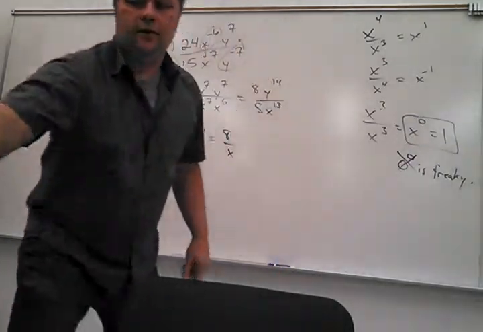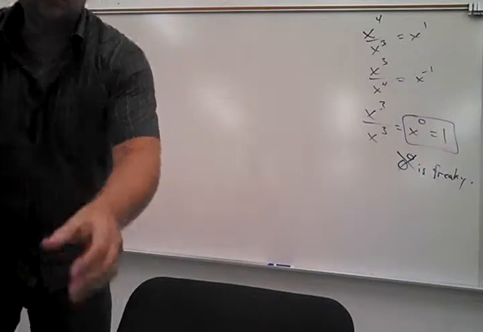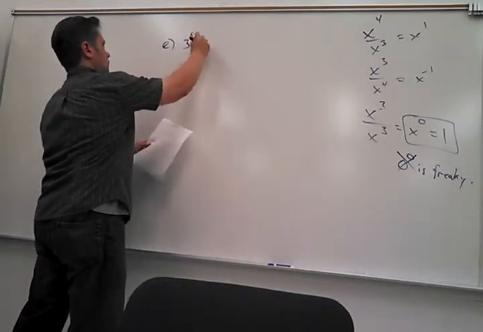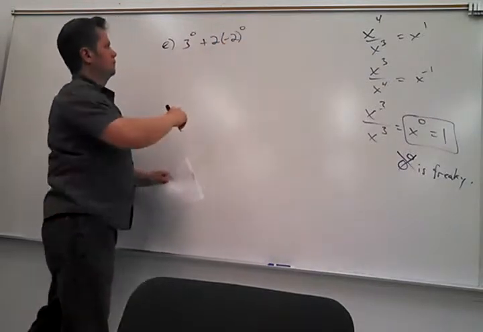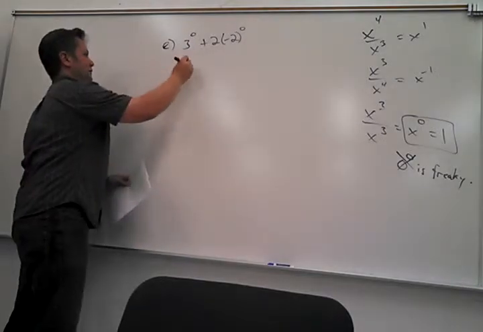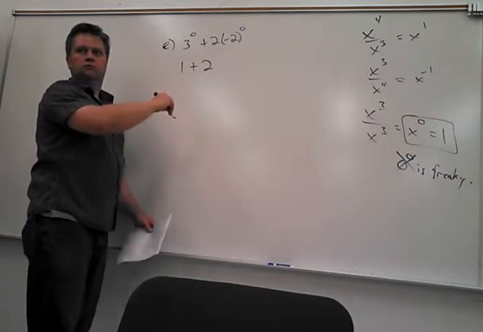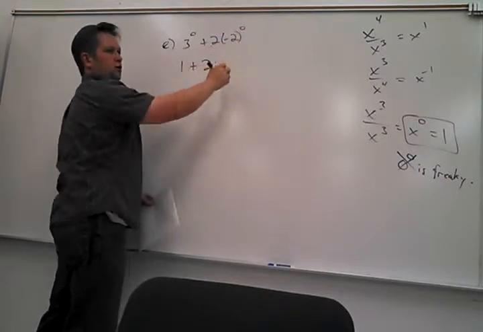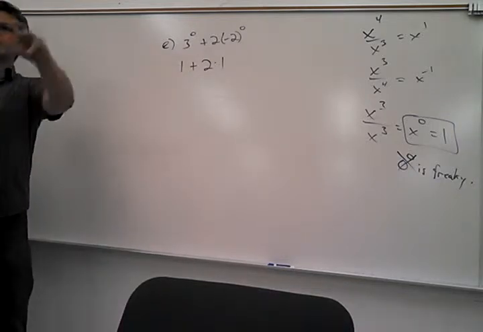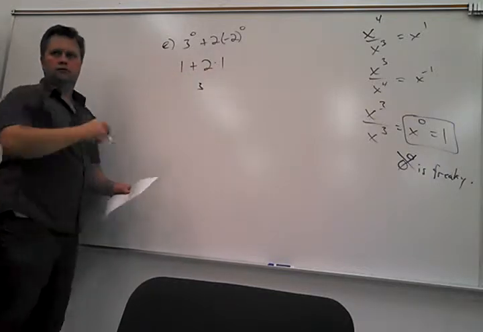So when you have a problem like this, 3 to the 0 is 1. 2 is to the first power. It just stays 2. Times negative 2 to the 0 is 1. Right, it's not negative 1. Any number to the 0 power is 1. So then I get 1 plus 2, 3.